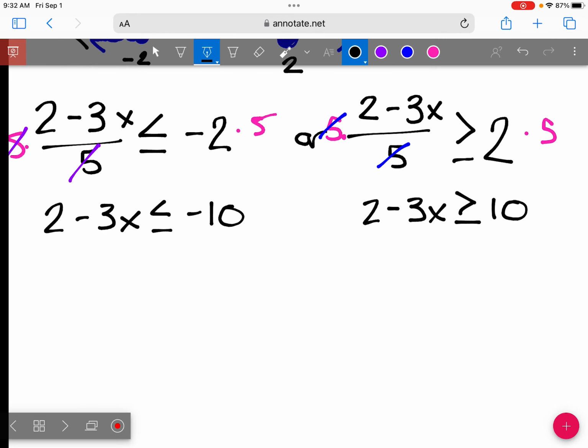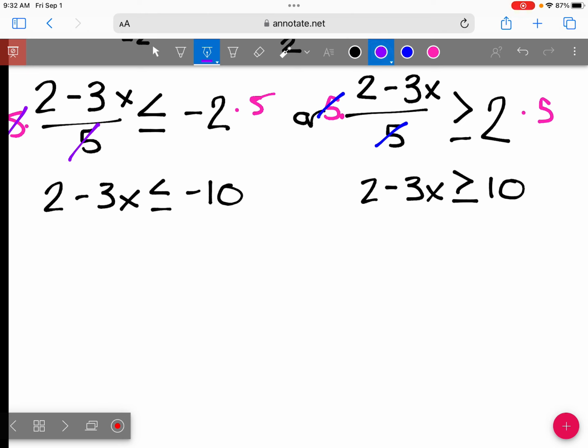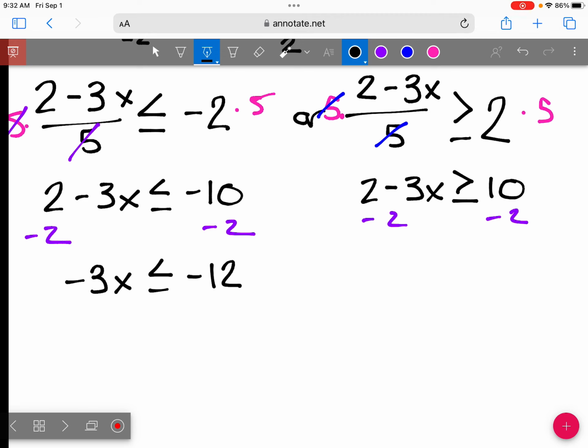Then what are we going to do? Subtract the 2 from all the places. And we're left with minus 3x is less than or equal to negative 12, and minus 3x is greater than or equal to 8.